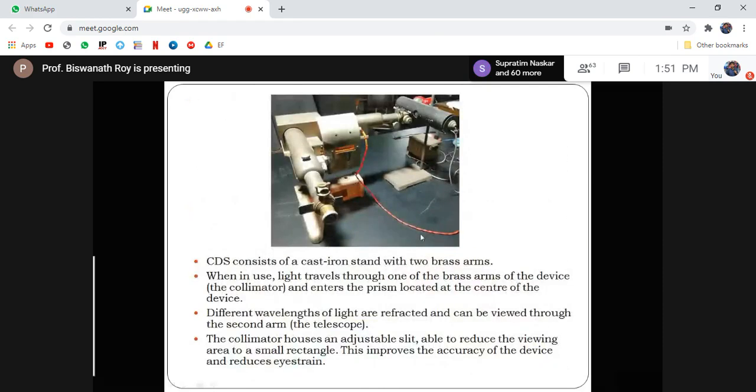The axis of the telescope here. This is known as the eyepiece, where we can put our eye to see the spectrum. So this is the axis of the telescope, this is the axis of the collimator, right? And you see the deviation is constant, always 90 degrees. That's why it is called constant deviation spectrometer.